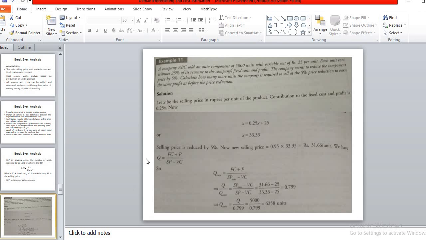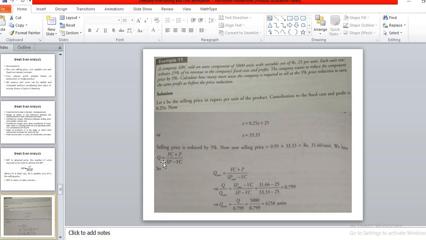So we have the formula: quantity Q is equal to fixed cost plus profit, divided by selling price minus variable cost. For the new quantity, again we can use the same formula. Fixed cost remains the same, profit also should be the same, variable cost also should be the same, and the selling price now changes by a reduction of 5%. So this is the new selling price SP.